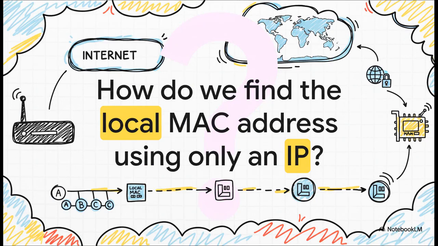So your computer knows the IP address of your router, its mailing address. But remember our analogy? To actually hand the packet over to the router, which is sitting right there in the same room, it needs its specific name. It needs its physical MAC address. So how on earth does it find that?